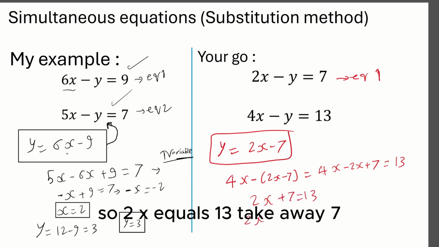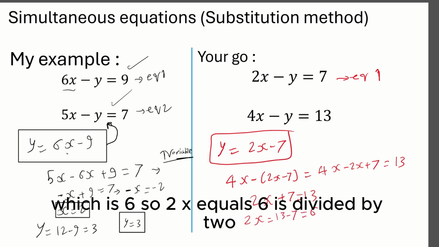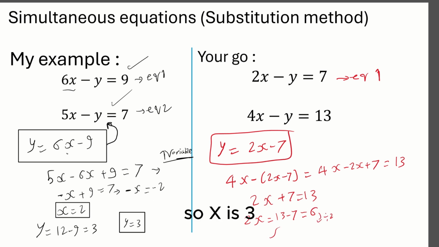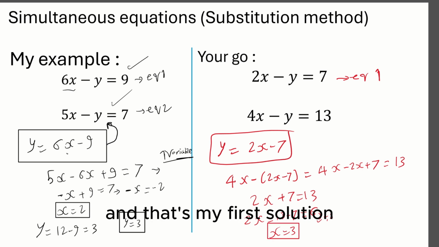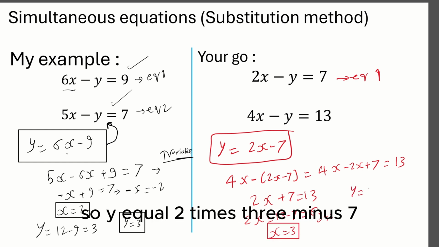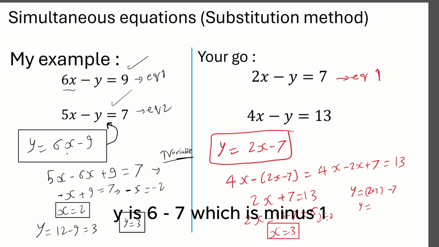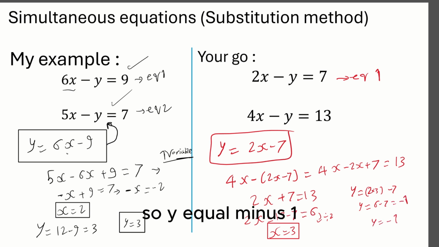So 2x equals 13, take away 7, which is 6. So 2x equals 6, let's divide by 2. So x is 3. And that's my first solution. So y equals 2 times 3 minus 7. So y is 6 minus 7, which is minus 1. So y equals minus 1.